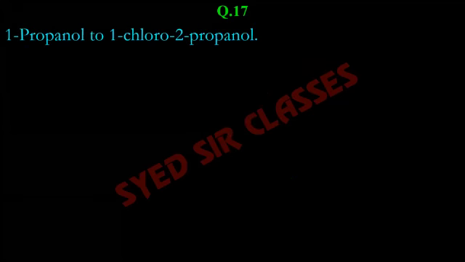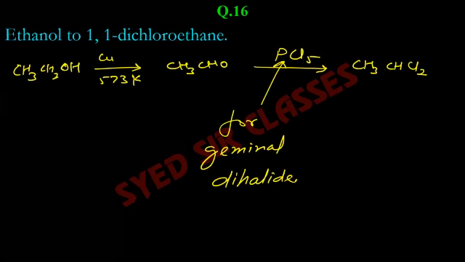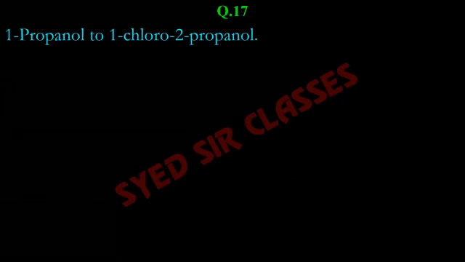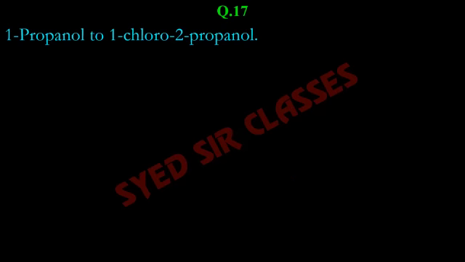One propanol to one chloro to propanol. Tathagat, in which question you are talking about? In the first part? Yes, you can. There are various ways. Okay, as I said, you can use different reducing agents for the same conversion.